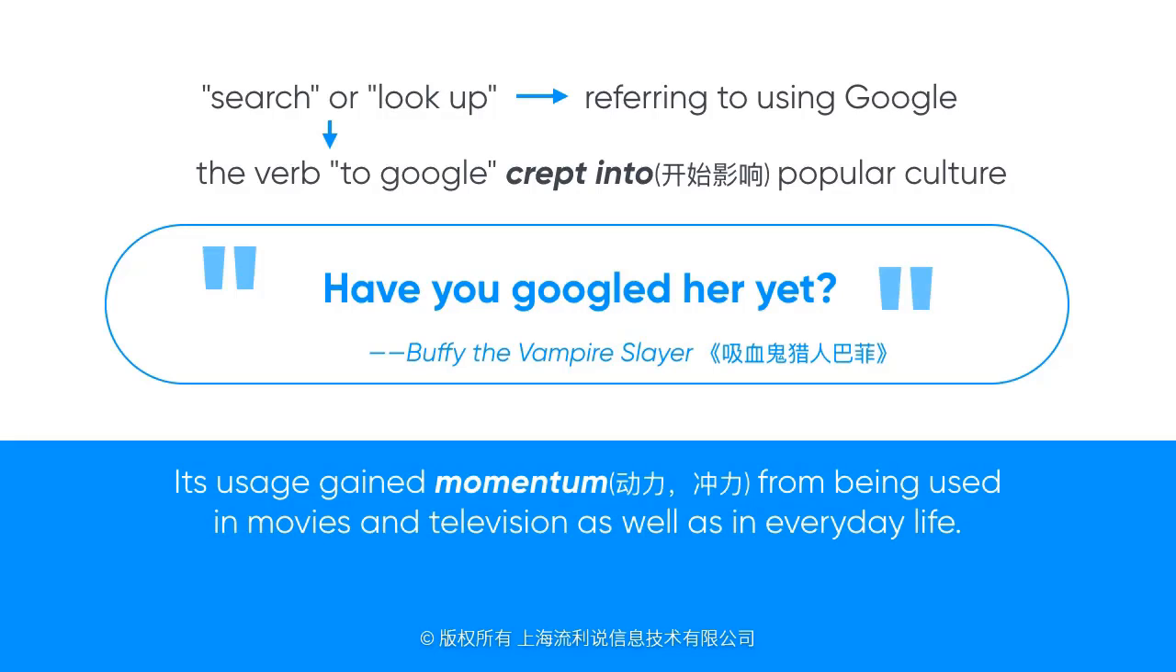The usage of this word slowly gained momentum from being used in movies and television as well as everyday life. In China, the website Baidu is the most popular search engine used and is also the common verb used to describe searching online. 百度一下.